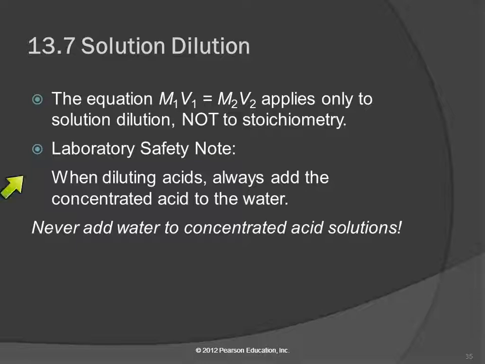Just a lab safety note. When you're diluting acids, you always add the concentrated acid to the water, never the other way around. You never add water to the concentrated solution. The reason for this is that when you mix a concentrated acid with water, it generates heat. It's an exothermic reaction. If you put a little bit of water into the acid, it can sometimes generate enough heat that it actually causes it to boil. And when that happens, bad things happen.